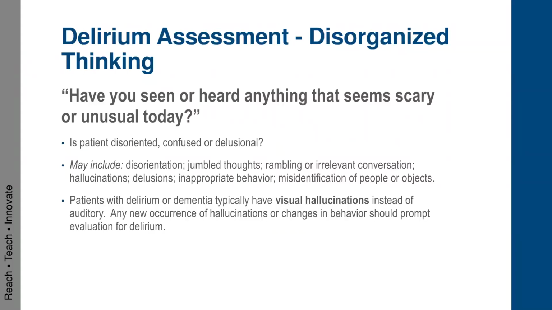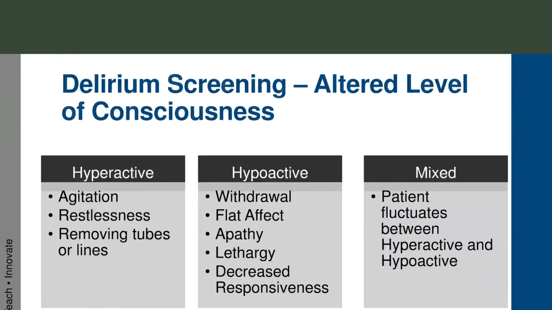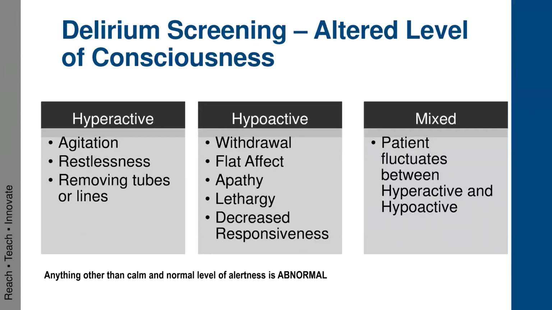Patients with delirium or dementia typically have visual hallucinations instead of auditory. Any new occurrence of hallucinations or change in behavior should prompt an evaluation for delirium. As I mentioned before, you may see a change in level of consciousness or alertness in patients, and really anything other than a calm, normal level of alertness should be considered abnormal.